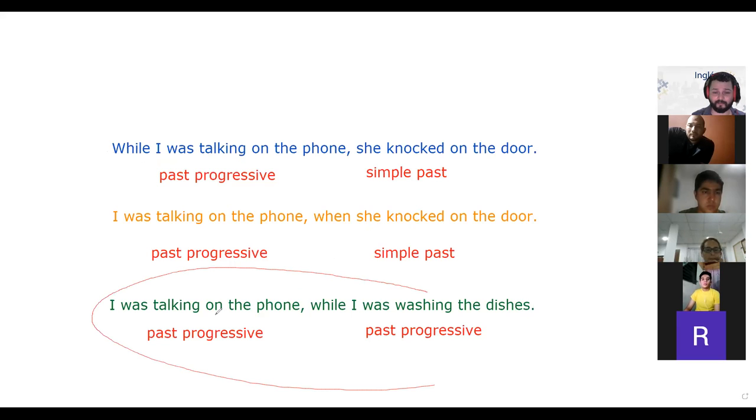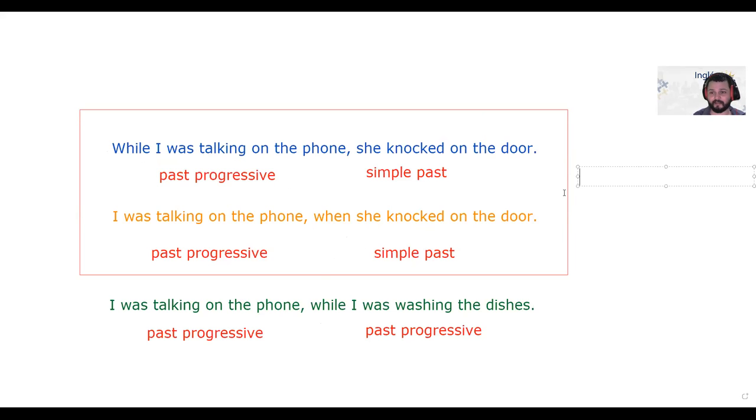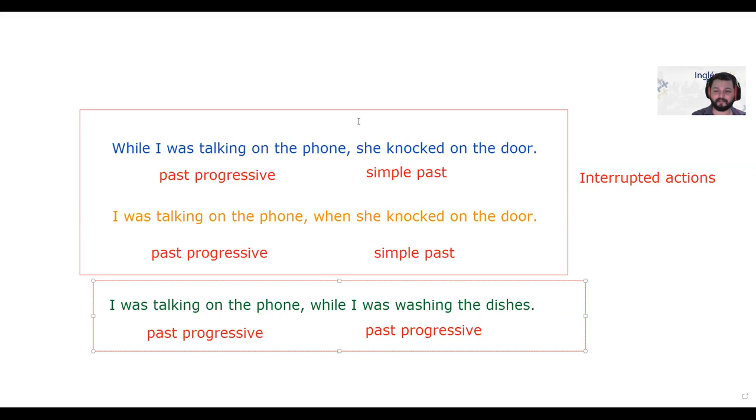If you use past progressive and past progressive, that means two actions at the same time. But if you combine past progressive and simple past, that means interrupted actions. So you can say, while I was talking on the phone, she knocked on the door, or I was talking on the phone when she knocked on the door. These are interrupted actions. Take notes, because otherwise you're not going to remember. And these right here will be two actions at the same time.